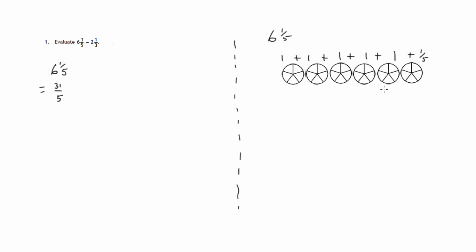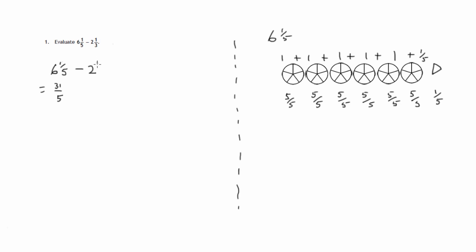How many fifths have we got altogether in these 6 whole units? We've got 5 fifths, another 5 fifths, all the way along. You can see we've got 6 lots of 5 fifths. That gives us our 30 fifths, plus a single fifth tagged on at the end. So that's the reason we go 6 lots of 5 fifths plus 1 fifth. So 6 times 5 is 30 plus 1 is 31 fifths.